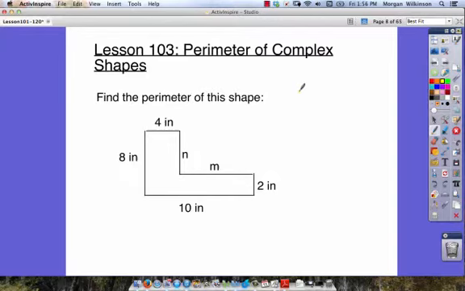Lesson number 103 is about perimeter of complex shapes. Now our first question says find the perimeter of the shape. And you can see we've got, well, there's two rectangles essentially that are joined together.